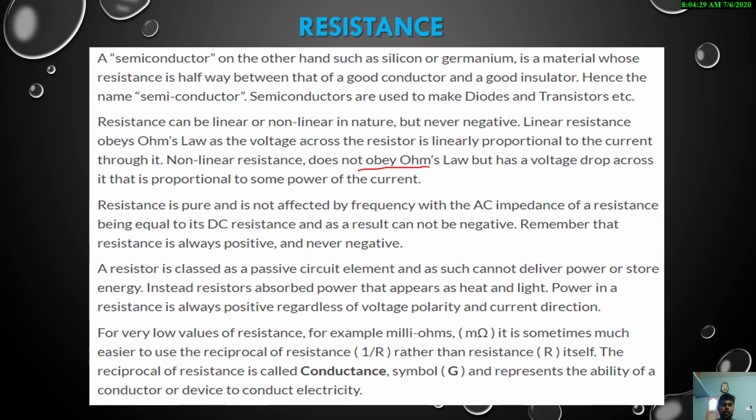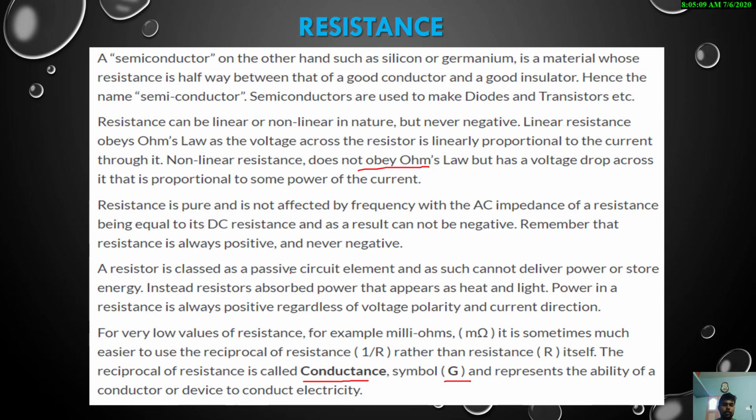For example, let us consider a linear resistance, which obeys Ohm's law. If the term non-linear comes into the electrical network, then Ohm's law is not applicable to such a network. And we also have conductance, which is the reciprocal of resistance, denoted by G. 1 by R is called conductance, and its unit is Siemens.